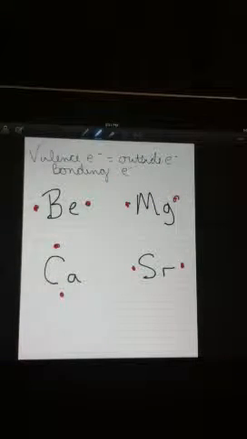Valence electrons are the outside electrons. They're also our bonding electrons. They're going to determine how reactive substances are, if they will react with other things or not.